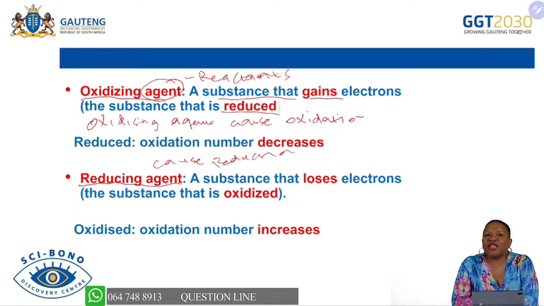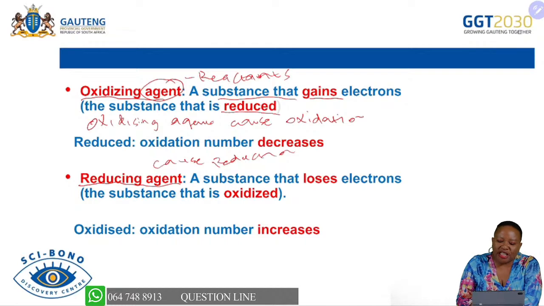So the oxidizing agent will cause the other species to undergo oxidation, and the reducing agent will cause the other species to undergo reduction. An oxidizing agent is the one that will gain electrons and be reduced. Why is the oxidizing agent being reduced? Because an oxidizing agent will undergo reduction.